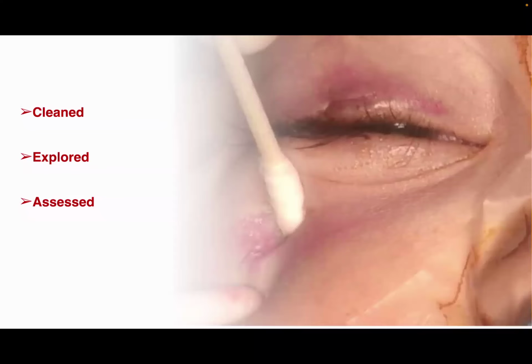So using the Q-tip, then explore any other associated complication under general anesthesia or under topical anesthesia according to the compliance and cooperation of the child. So the wound is being explored, showing extension or not. Is there any orbicularis muscle injured or not? Because if we find that the orbicularis has been violated, we have to suture it in layers. The orbicularis should be sutured.